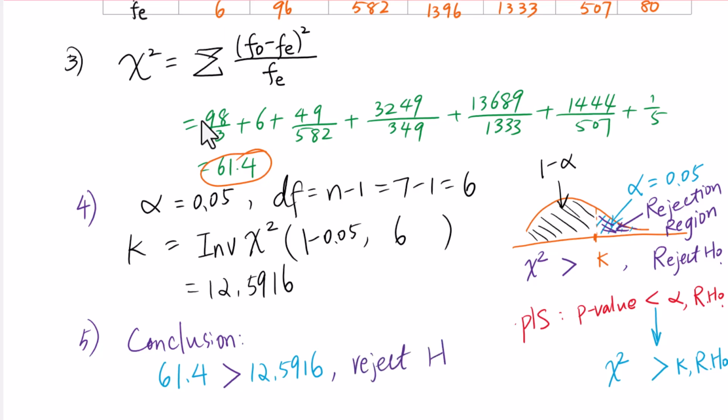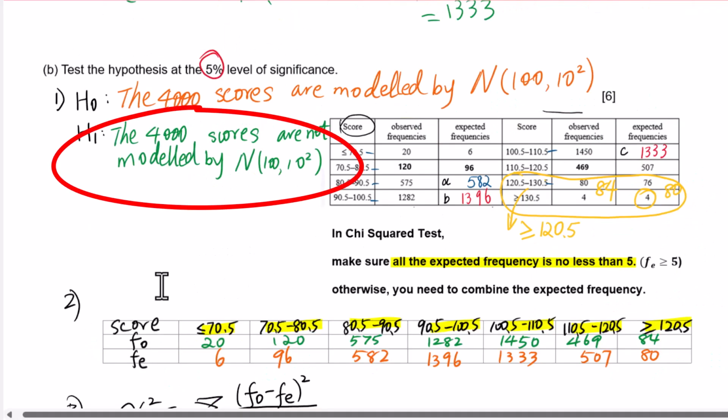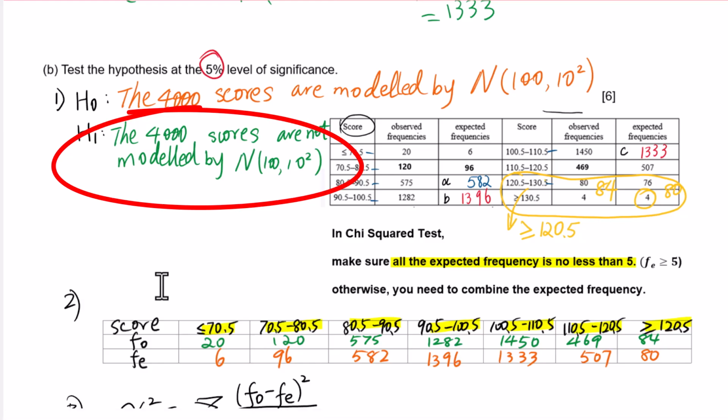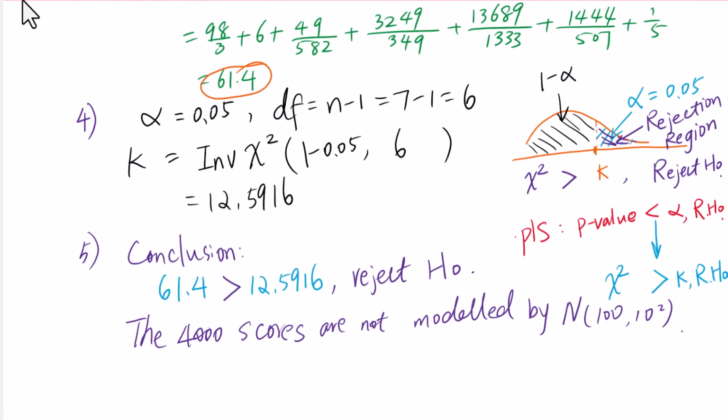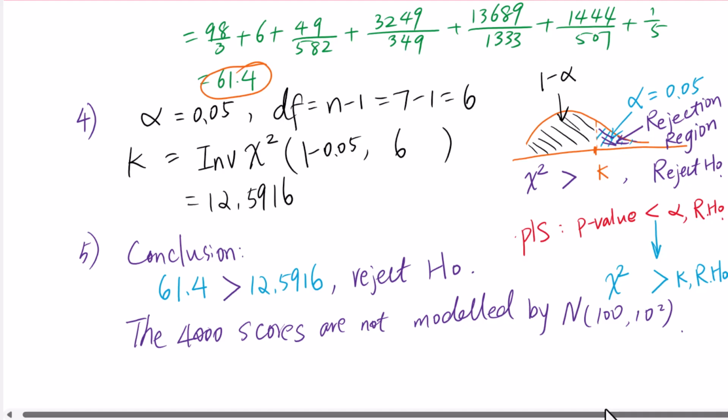Reject H0. We will rewrite down H1. The 4,000 scores are not modeled by normal distribution. Our conclusion, the 4,000 scores are not modeled by normal distribution with 100 as mean, 10 as a standard deviation.